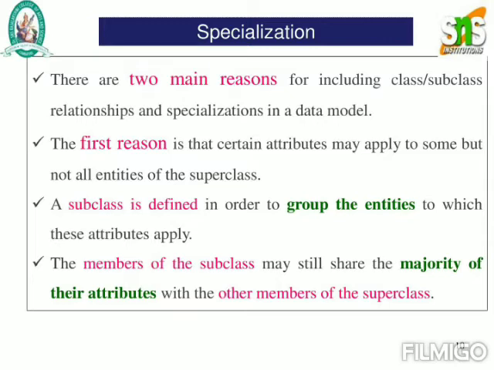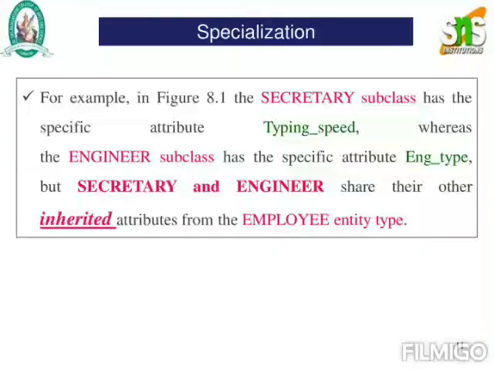The secretary subclass has a specific attribute called typing speed, whereas the engineer subclass has the specific attribute field called engineer type. Similarly, the secretary and engineer share their other inherited attributes from the main table called the employee table. So from the employee main table, they have been inherited to the subclasses called secretary and engineer.